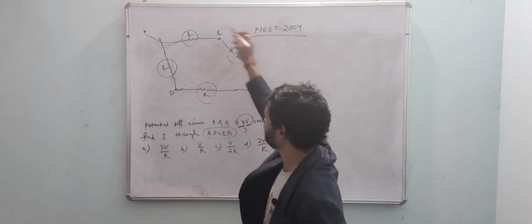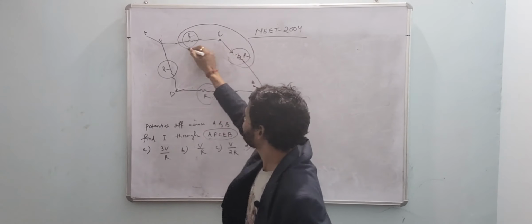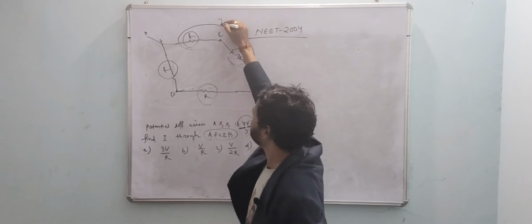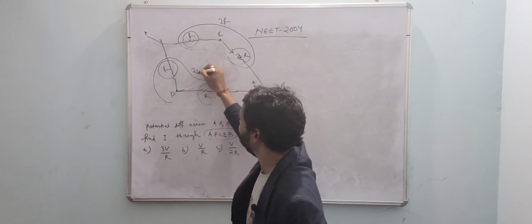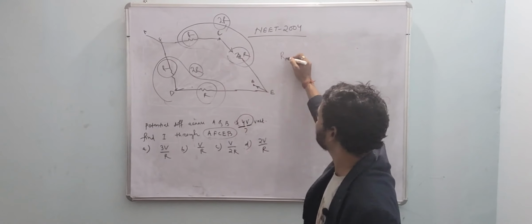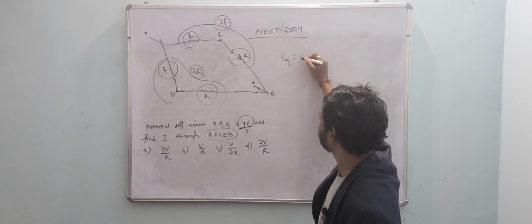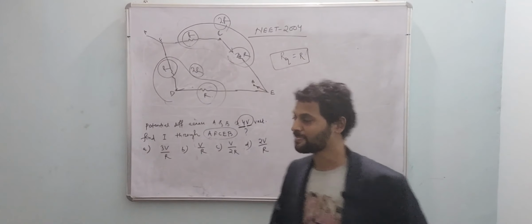Now how to find out the equivalent resistance here? The resistance R and R both are in series, answer is 2R. Here also R and R in series, answer is 2R. So now 2R and 2R both are in parallel. So what is the equivalent resistance? Equivalent resistance is R. Just take half of that.